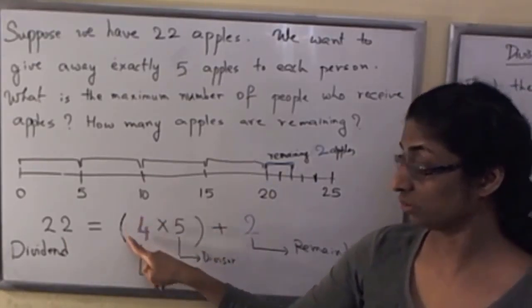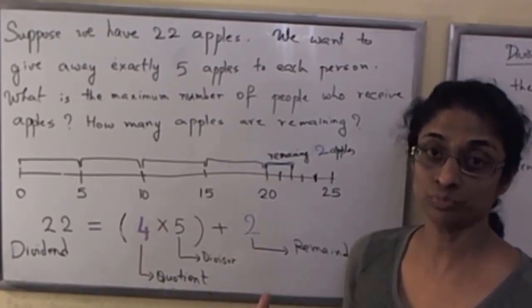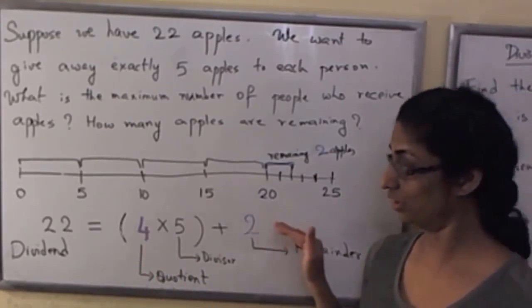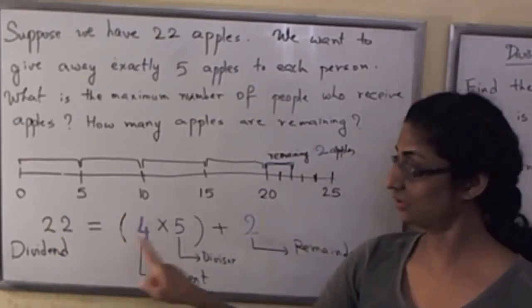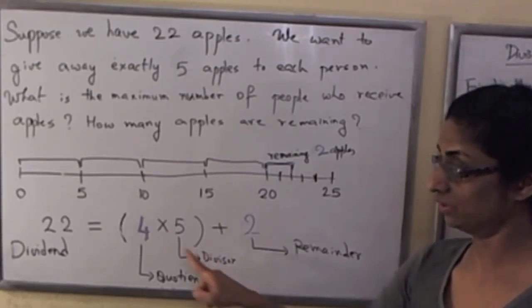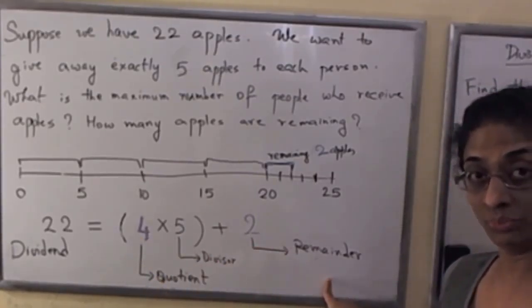Even though we don't need the parentheses, it's nice to put the parentheses because it makes it easy to read this equation. 22 as before is called the dividend, 5 is called the divisor, this 4 is called the quotient, and 2 is called the remainder.